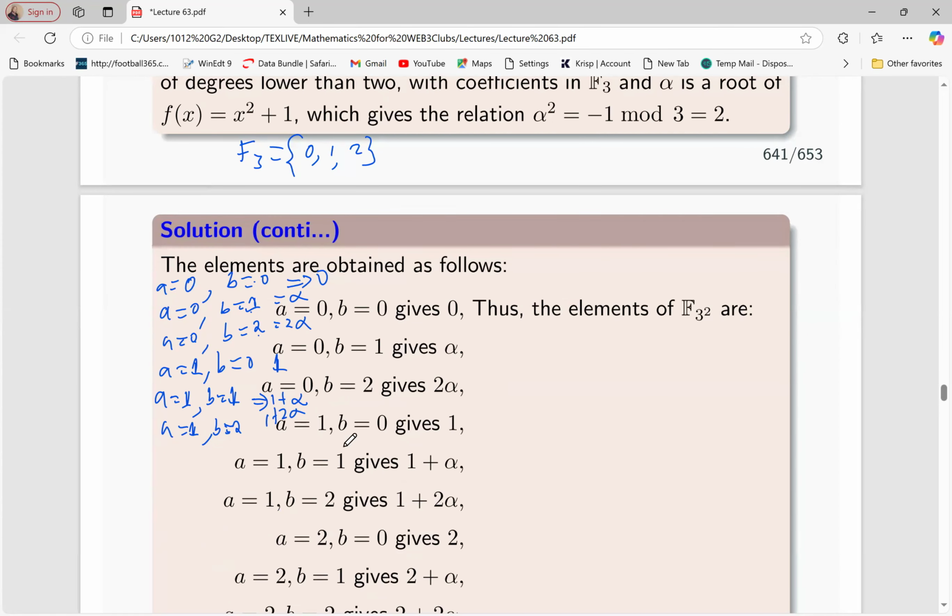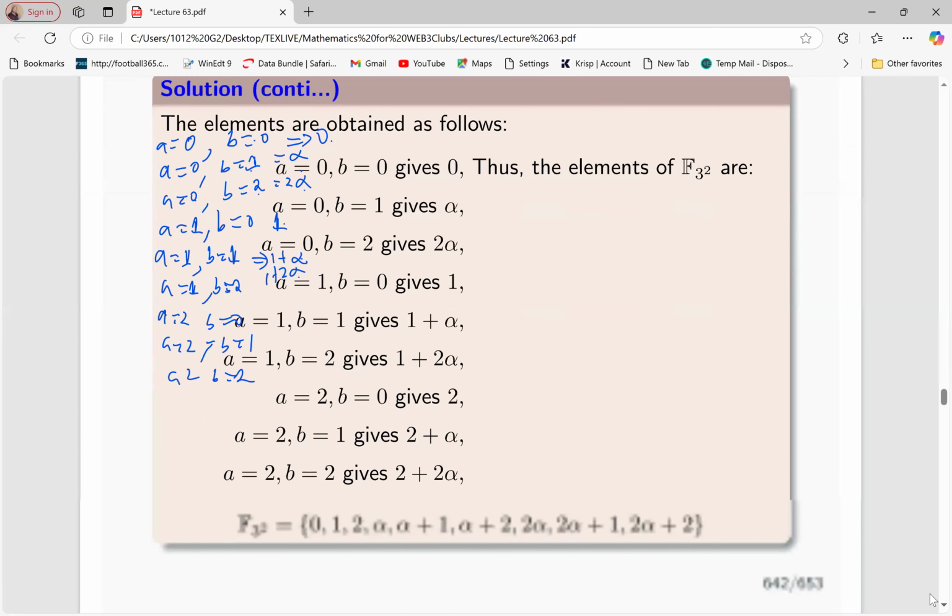So how many possibilities are those? 1, 2, 3, 4, 5, 6. And again, A can be 2 with B being 0, A can be 2 with B being 1, and A can be 2 with B also being 2. So those are 9. You come up with nine elements. The first element will be 0, and so on. You have 9 elements, and this, therefore, is the field extension of F3.